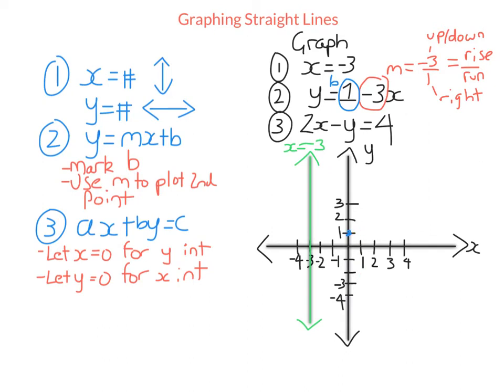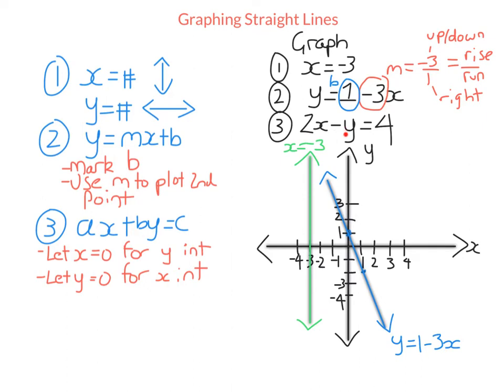The reason I went down is because the gradient's negative. So 1 to the right and 3 down leads me here at the point (1, -2). So I'm just going to plot that point here, and now I'm going to join them up. And now we're done. All right, let's look at the last one here.